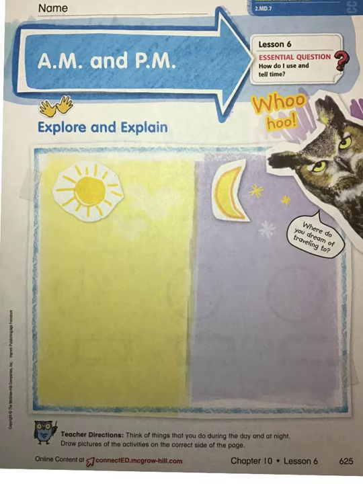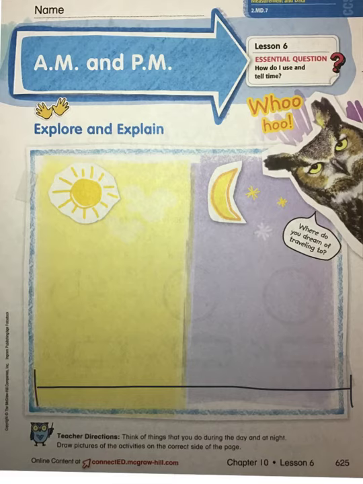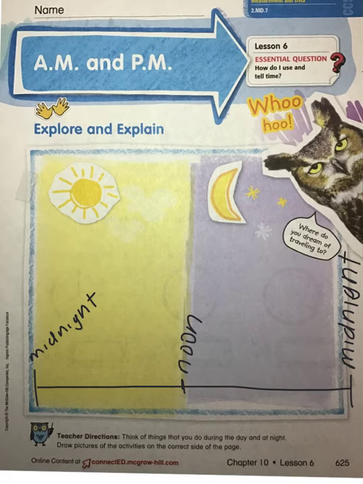So if we look on the timeline, whoops, I didn't want to do that. Let's look at this in terms of a timeline. Okay, here's my timeline. And let's put midnight here. And then noon right about there. Noon is like when we have lunch, right? Noon time. And then I'm going to add midnight over here. So if we look at AM, we're looking at this time right here.